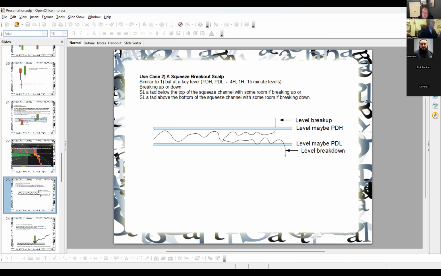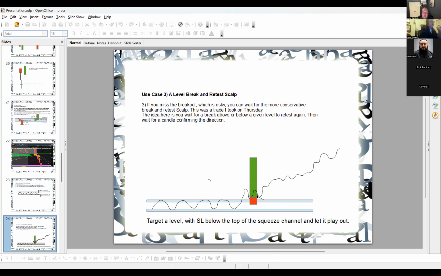Okay, so that's another one. This one is probably one of my favorite ones. This I call the break and retest, and I kind of gave you guys an idea as to a break and retest that I took on Friday. But a break and retest is where, again, you've got this type of coiling back and forth. It's almost like a sine wave that's oscillating. And then what happens is it breaks out. So again, this is like the breakout scalp.